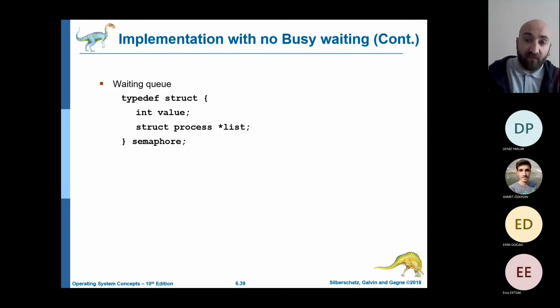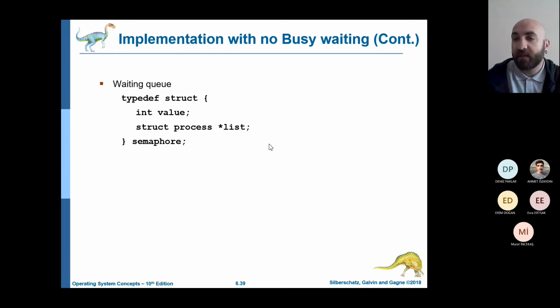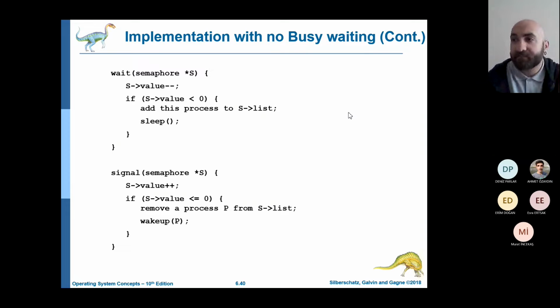When a process must wait on a semaphore, it's added to the list of processes. A signal operation removes one process from that list of waiting processes and awakens that process. Because we are going to suspend some processes, we have to store the information of those suspended processes, because we are going to wake them up when a semaphore is signaled. Here is the implementation.